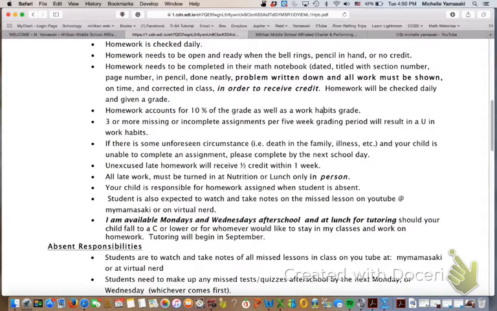If you are ill, out sick, then let's say you're out for 1 day, you have 1 day to make it up. If you're out for 2 days, you have 2 days to make it up. All makeup work must be shown to me at nutrition and lunch only. That means I do not want it emailed, I do not want it in my box. I want them coming in at nutrition or lunch only and in person. Your child is responsible for the homework assigned even when they're absent. So the math doesn't stop just because they're absent.